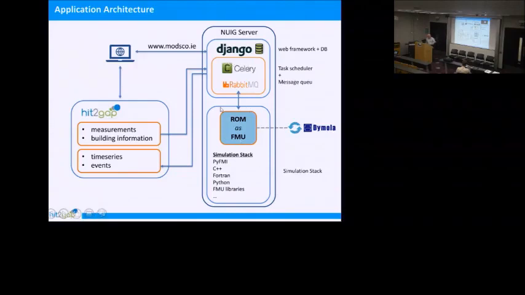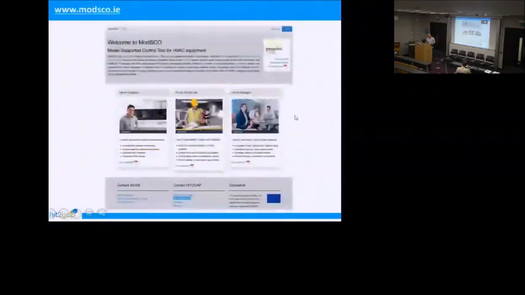Okay. From the Hit2Gad, what we have? We have measurements and building information. And what we achieve to drop in Hit2Gad is time series and events. This is the landing page of the tool.